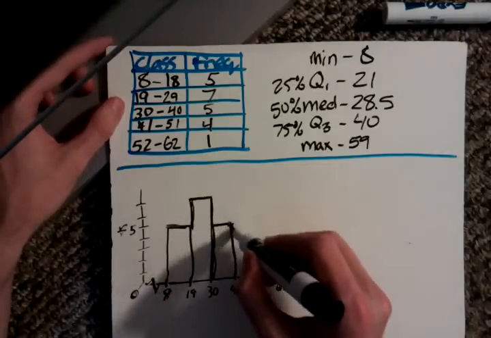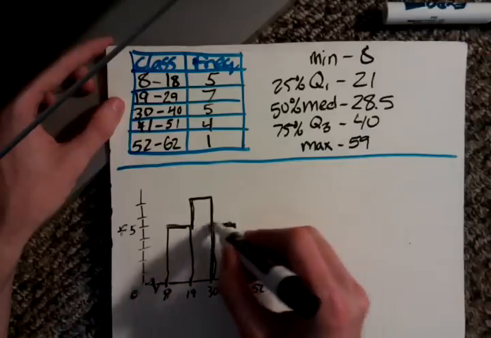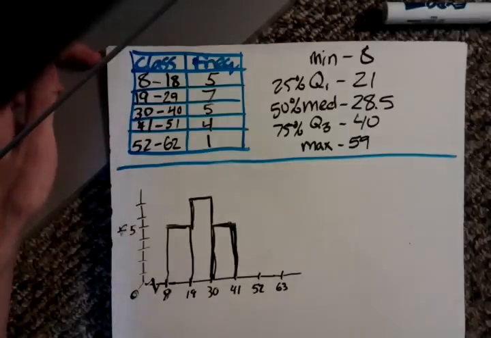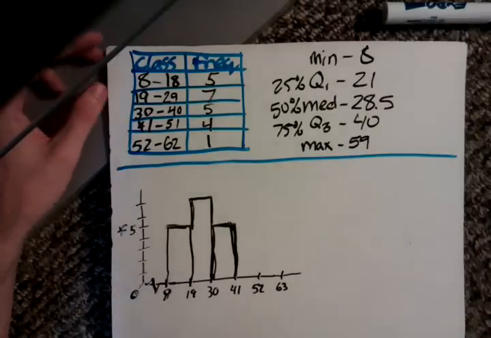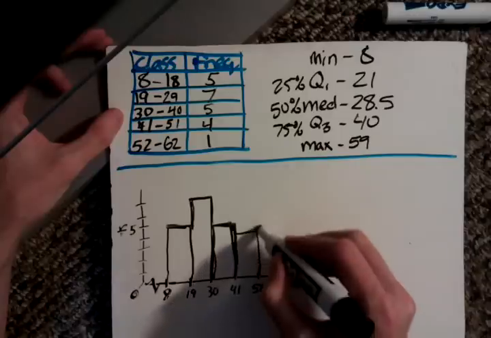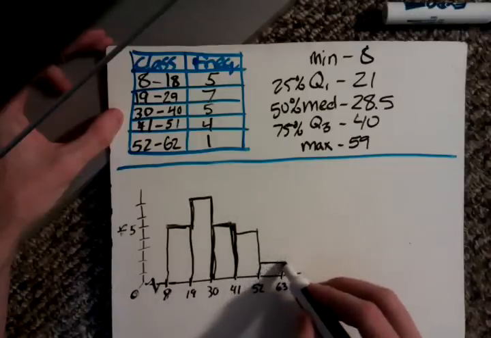So notice here that these bars again are connected. You don't want there to be any spaces between them. That would not be a histogram. The next one has 4. And the last one just has 1.